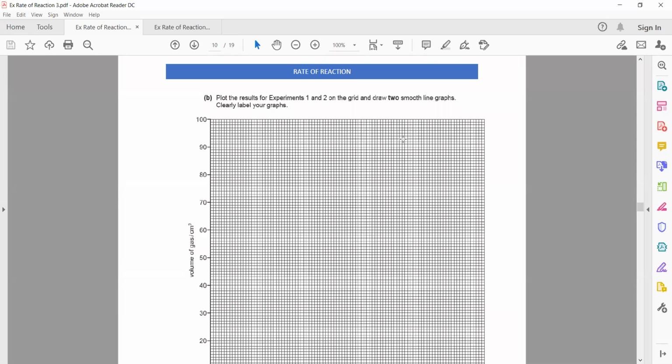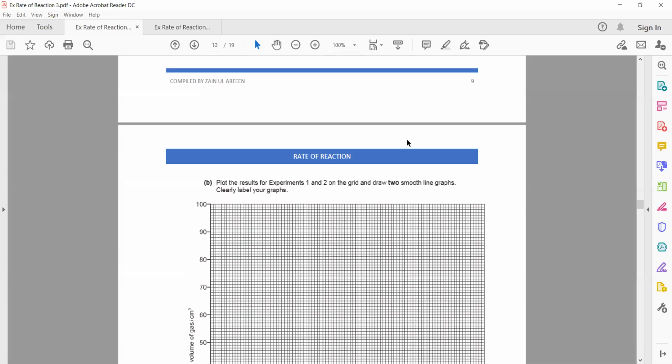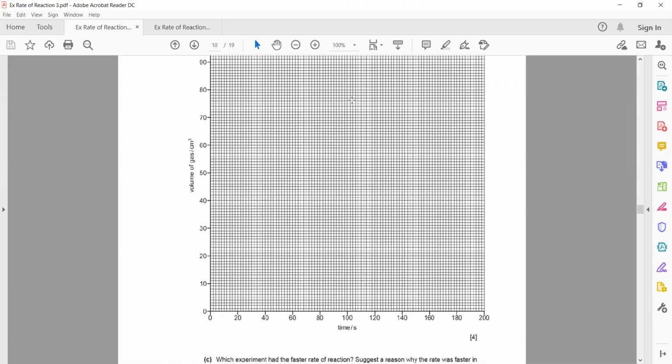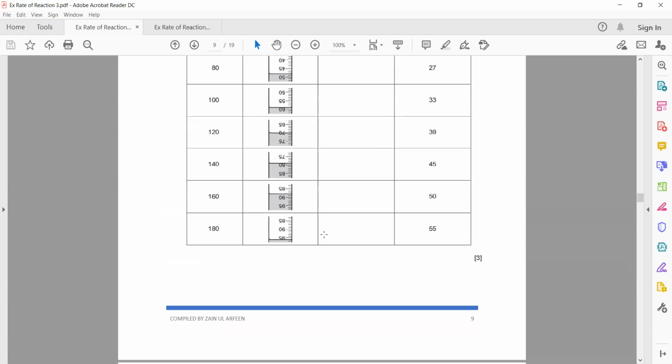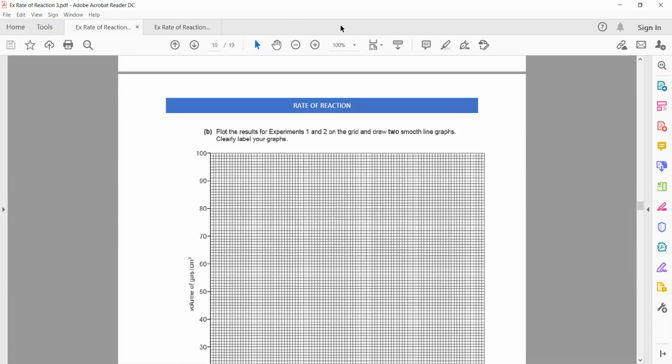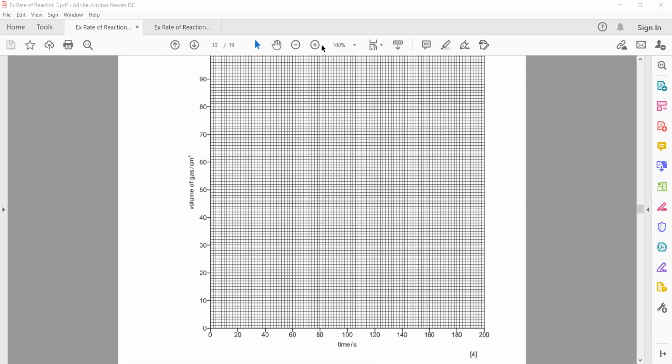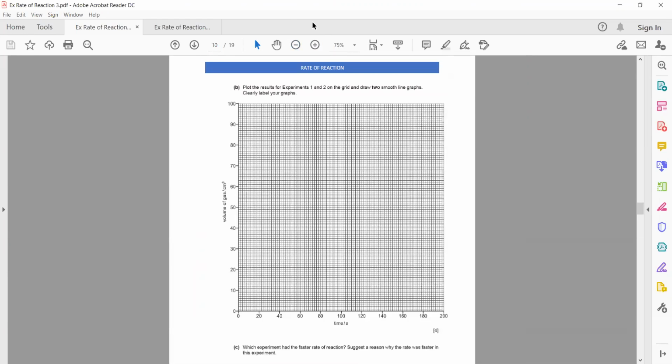Draw two smooth line graphs. So you will have the numbers for experiment 1 and 2, and you will draw a smooth line graph. Because in experiment 1, as you can see, a greater volume is there than experiment 2. So two graphs will be there, but how they will look, I'm just roughly sketching a graph. I'm not using any value here. So this was experiment 2. It will not level out here because the volume is not constant. It will be somewhat like this.